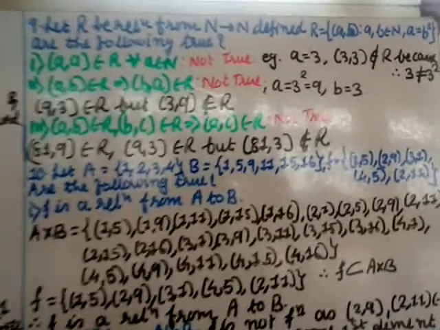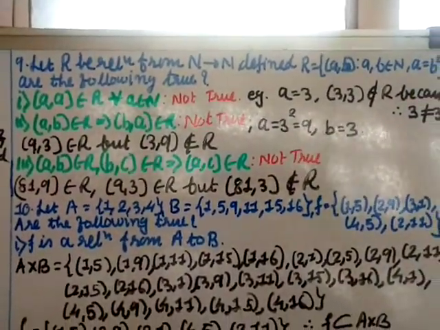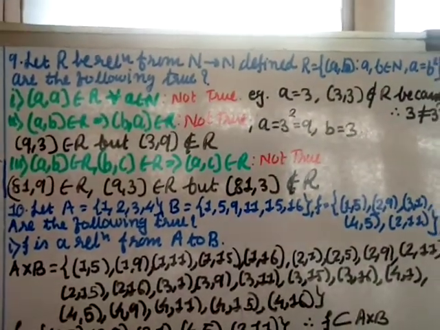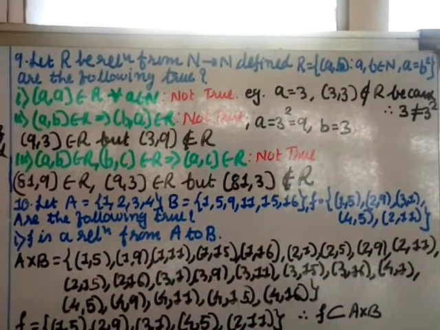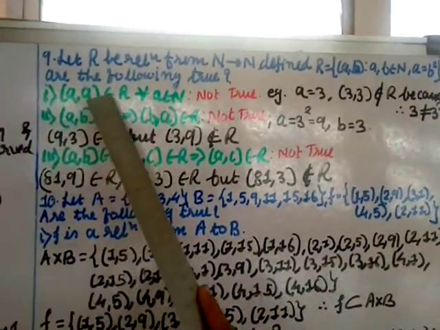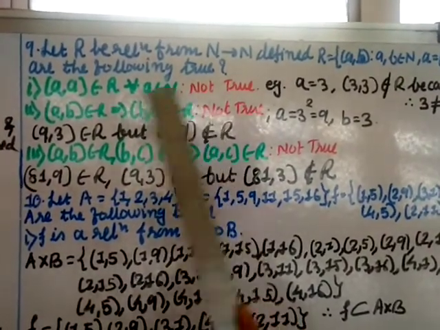Question number 9. Let R be a relation from N to N defined by R equal to (a, b), where (a, b) belongs to N and a is equal to b square. Are the following true? Number 1: (a, a) belongs to R for all a belongs to capital N, the natural numbers. This is not true.